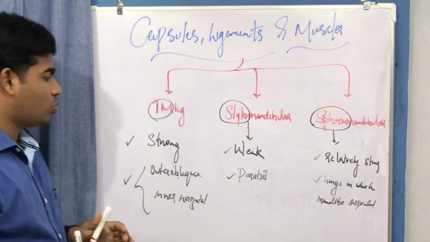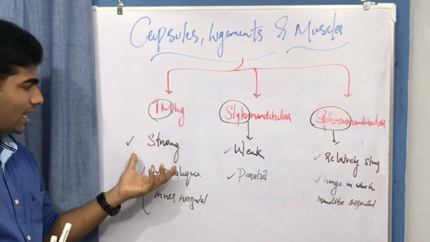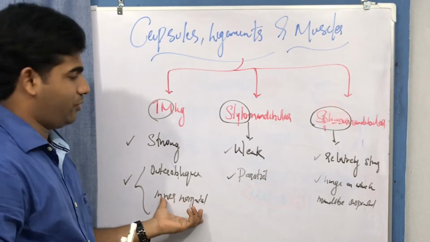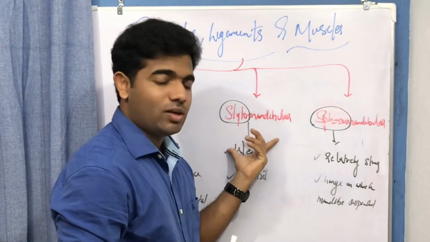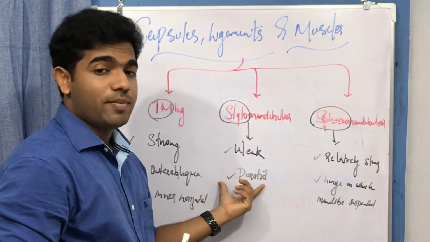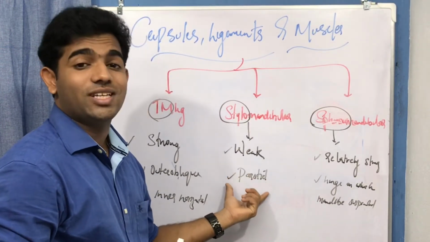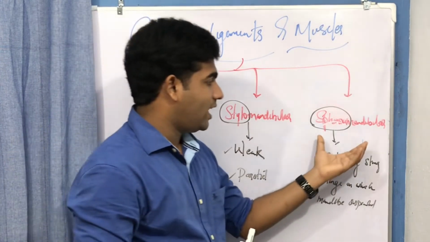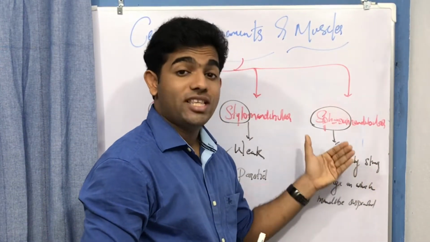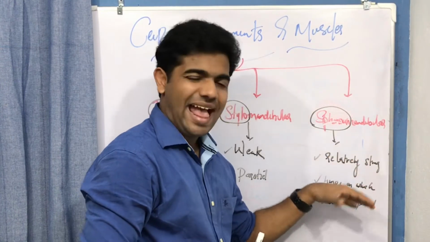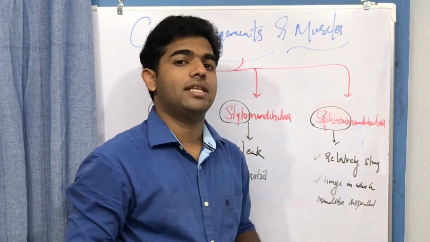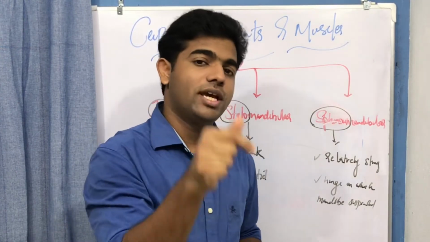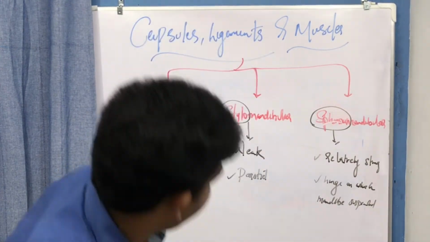Yes, so we have three ligaments: the temporomandibular ligament, strong and made up of an outer oblique and an inner horizontal region; a stylomandibular ligament, which is weak and whose major function is as a thickening of the parotid sheath; and finally, the sphenomandibular ligament, which is relatively strong and acts as a hinge on which the mandible is suspended, right? Now let us move on to the temporomandibular ligament in detail.